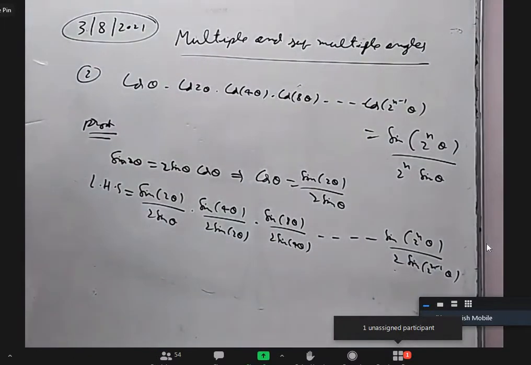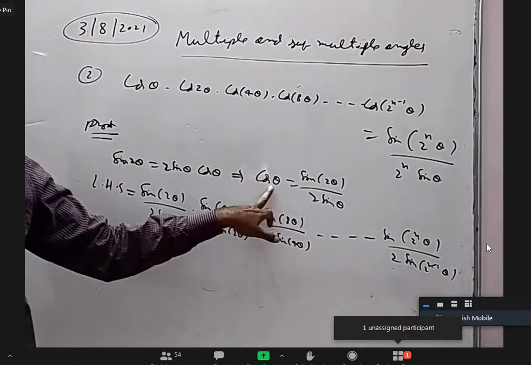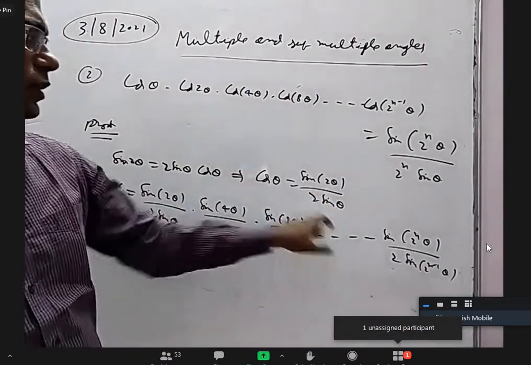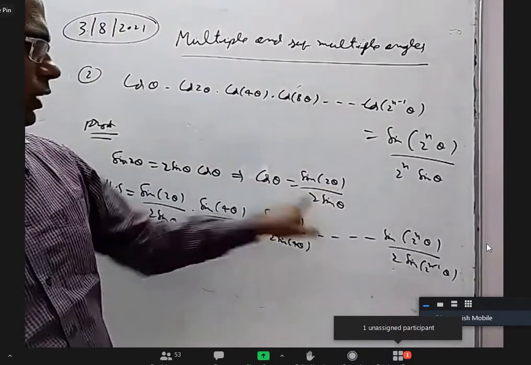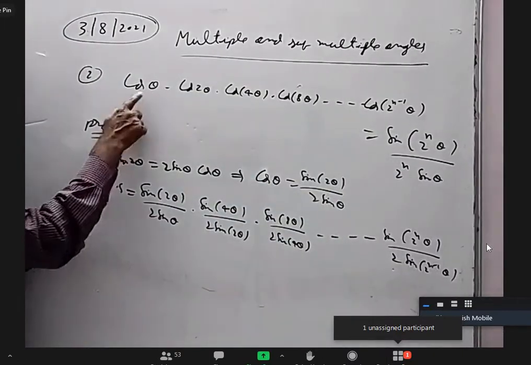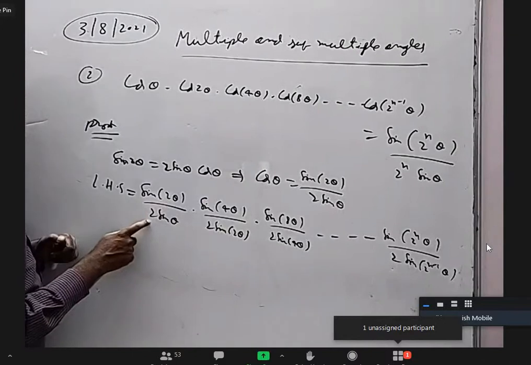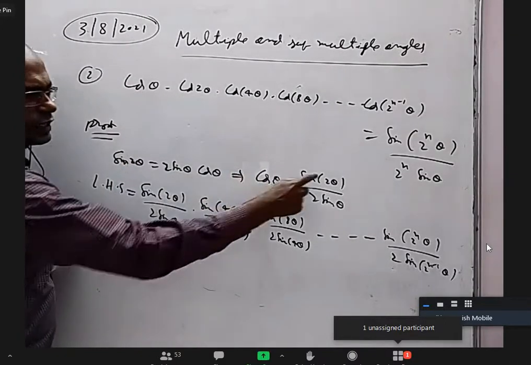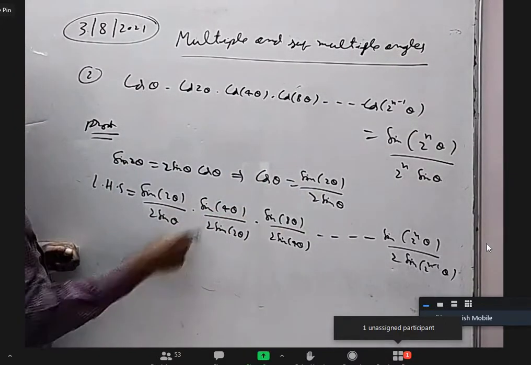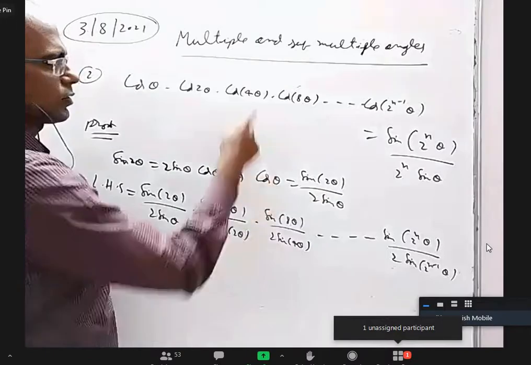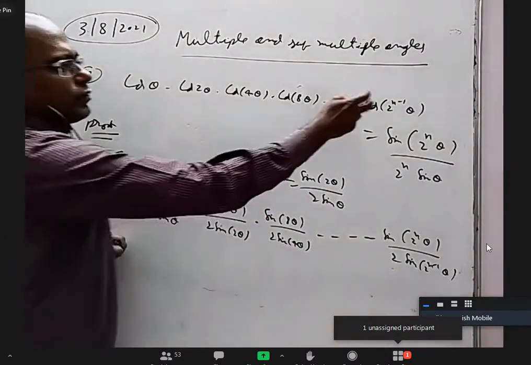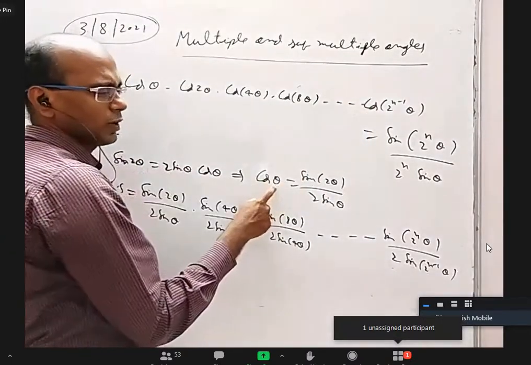See what I'm doing here? Cos theta, I made a new formula as sin 2 theta by 2 sin theta. That means double of this here, 2 times sin of the same angle. So for this cos theta, I can use it as it is. But for this, wherever theta is there, I have to write 2 theta. That's how I got this. For this, wherever theta is there, I have to write 4 theta. That's how I got this. For this, wherever theta is there, I have to write 2 power n minus 1 into theta.